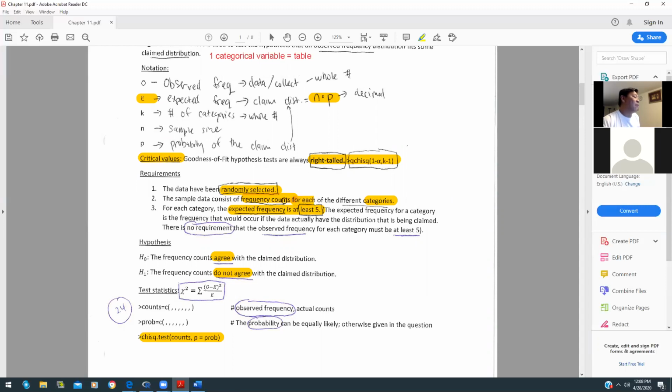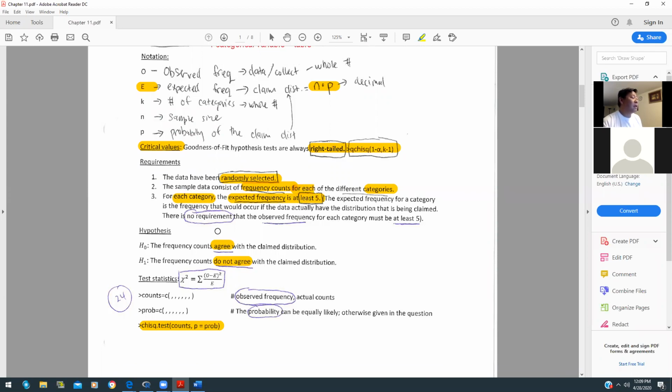Because we don't have a frequency count for those cases, okay? And then lastly, expected frequency is at least 5. I want to point out to you guys that your R programming did not find expected frequency. You have to find it yourself. When you do it in your R, you have to find your expected frequency, and it's not that difficult. You just take N times P, and this expected frequency has to be at least 5 for each category. I will show you what that means, okay?